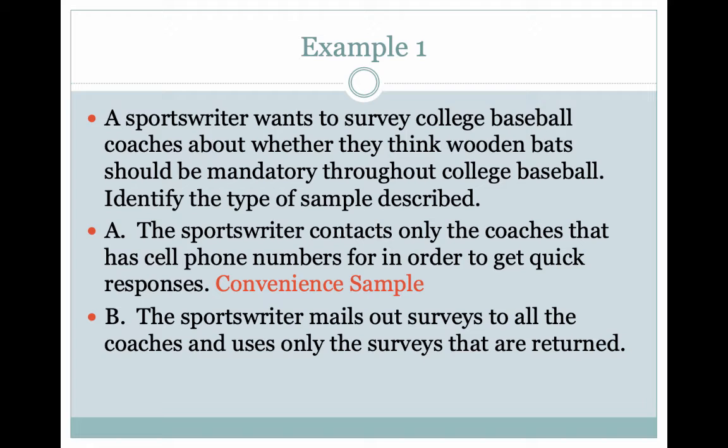Yeah, it's certainly convenient for him, but it could be that the coaches he knows either systematically favor it more often than coaches in general, or favor it less often than coaches in general. Okay, it may be that he's not going to get a representative sample. All right, the sports writer mails out surveys to all the coaches and uses only the surveys that are returned. Okay, well, in this case, the people self-select that they're going to be in the sample, so that's a self-selected sample or voluntary response sample.